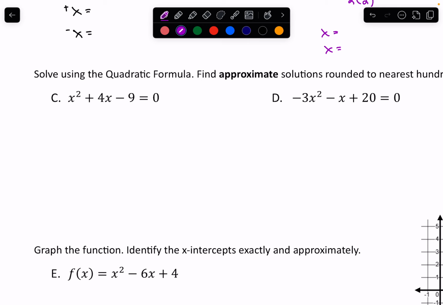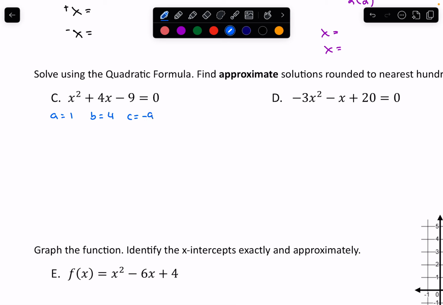Like I said, there's good and bad things about the quadratic formula. The good thing is it always works. The bad thing is it takes a long time to plug it in. So example C, A is 1, B is 4, C is -9.